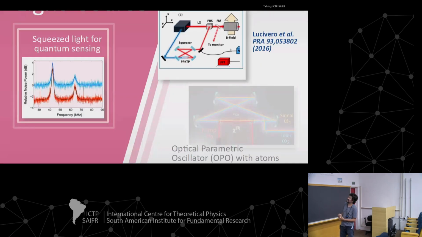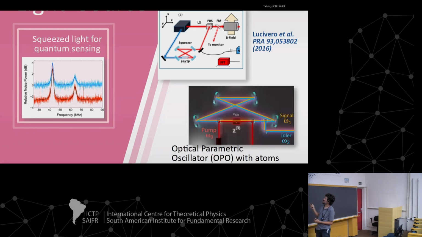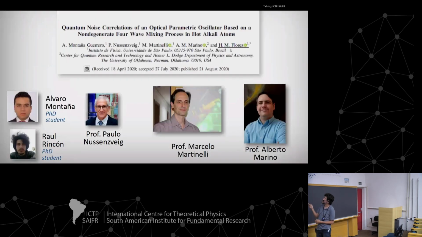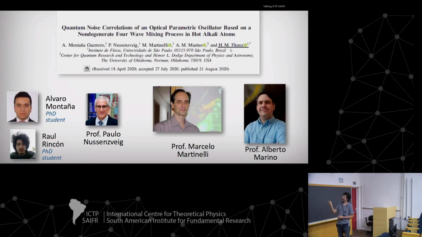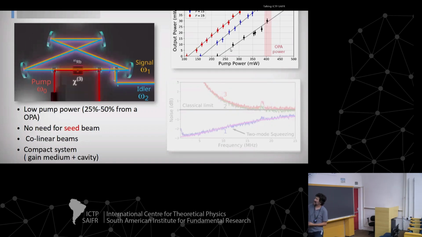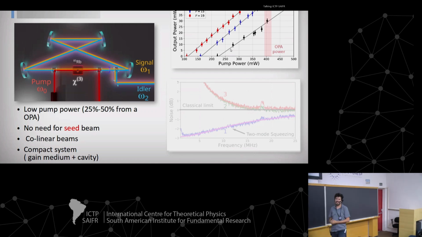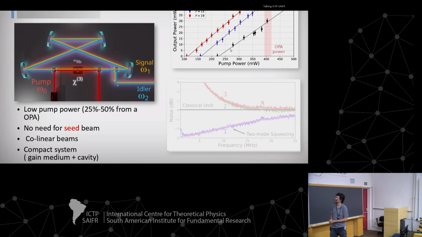And very briefly about squeezed light, we can also use the atoms to produce squeezed light, and that's something we showed in collaboration with Professor Marcelo Martinelli at USP and Professor Alberto Marino in Oklahoma. Basically, we showed that it is possible to put the atoms inside a cavity, more or less what Felipe does, but he's doing it with cold atoms, and we are doing it at room temperature, or well, actually hot vapors.